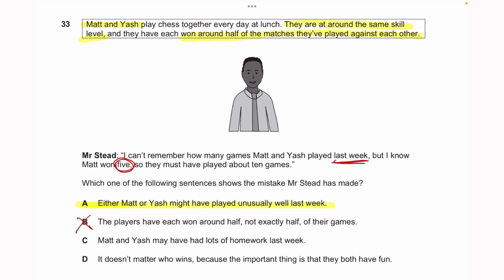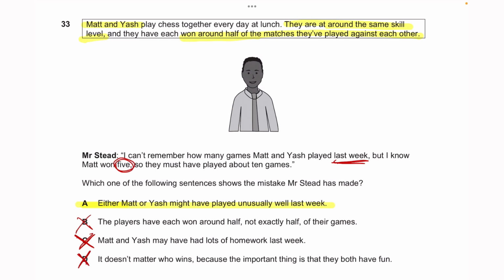Now, if we have a look at C, we've got Matt and Yash may have had lots of homework last week. Now, this is a bit of an irrelevant idea because nothing's mentioned within the information up above and what Mr. Steed is saying. So it can't be C. Then we've got D. It doesn't matter who wins because the important thing is that they both had fun. Well, this is not really relevant either because we're trying to figure out the amount of matches won or the games that were played. And so that's why A would be our best answer.